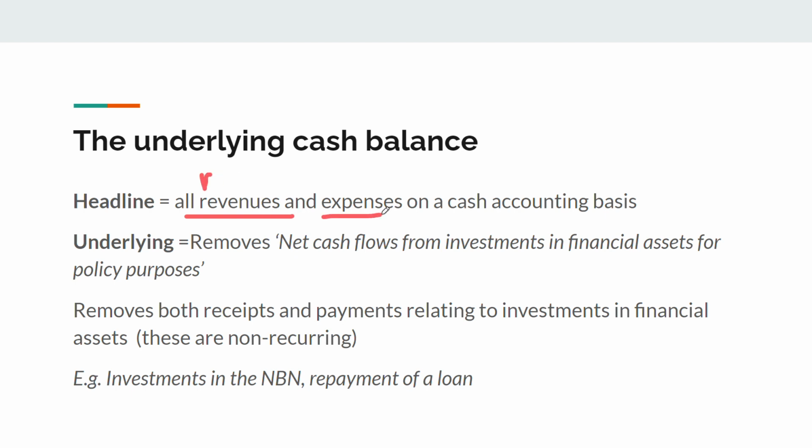the government, and all expenses, which is all payments for the government, over a certain period, which is over the financial year, June to July, and we're going to measure that on a cash accounting basis, which means we measure the revenues when we receive them, or on receipt, or the expenses on payment. So all the transactions that came into the government's bank account and all the transactions that went out of the government's bank account over a financial year, and that is the headline outcome or the headline cash balance.